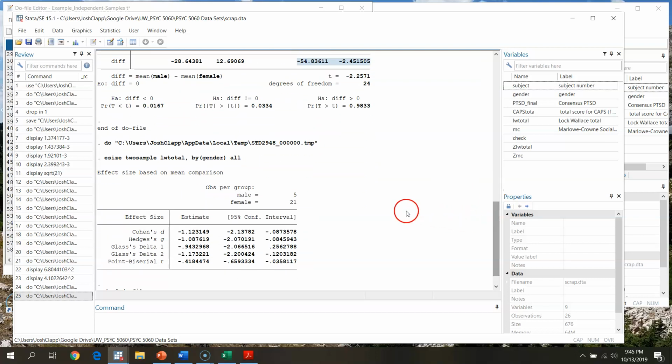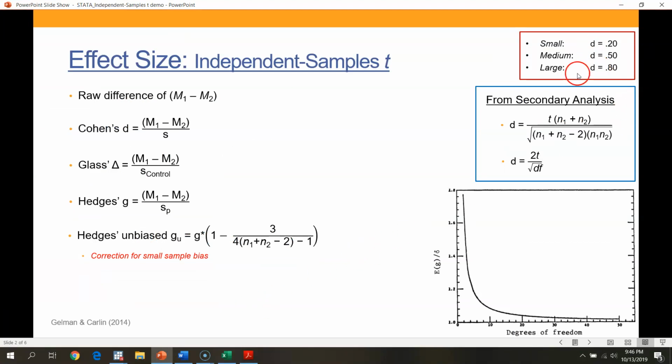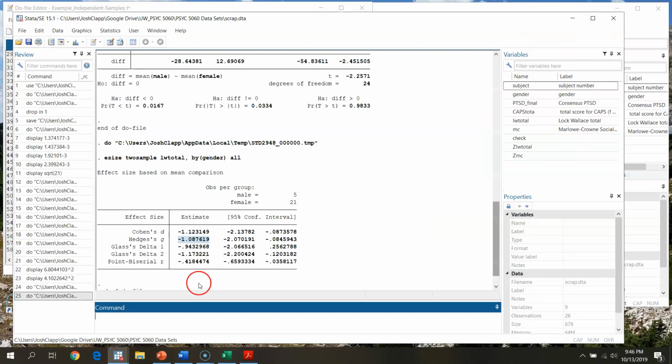However, if I go down and take a look at my effect size, the point estimate of my effect size, we've got really, really small samples here, so I'm going to look at unbiased G as my estimator of effect. I'm still seeing a very large effect size. We've got an effect size of negative 0.109. That's exceeding benchmarks for a large effect.